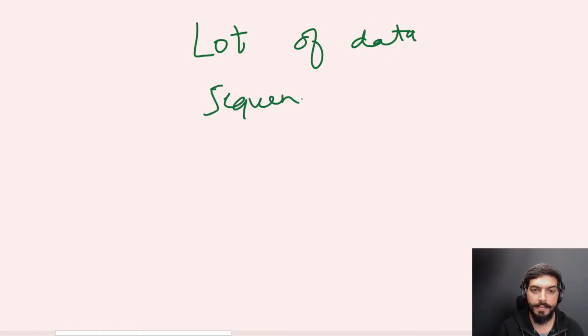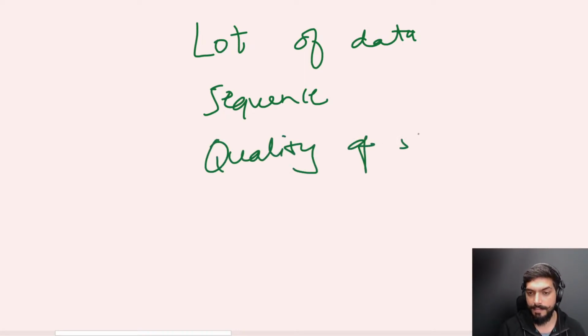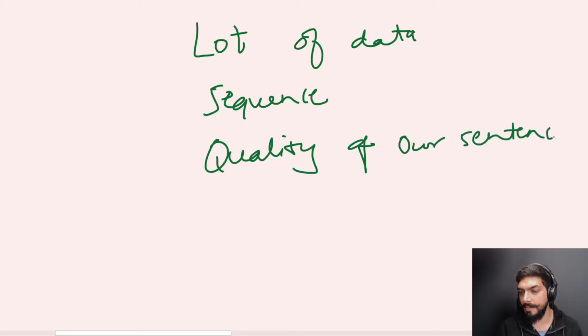Right, so there are two issues again in this case. Let me share my screen and we're going to discuss it. We need a lot of data. And apart from a lot of data, we have a sequence that we have to discuss: when to write what. And finally, we need to enhance the quality of our sentences. Quality of our sentences has to be very high.